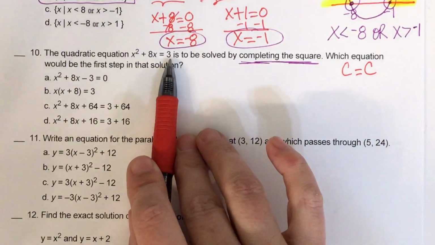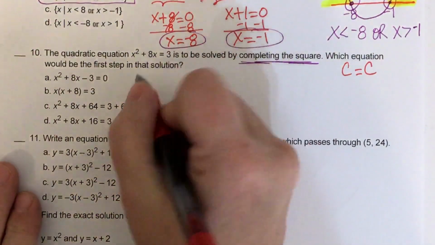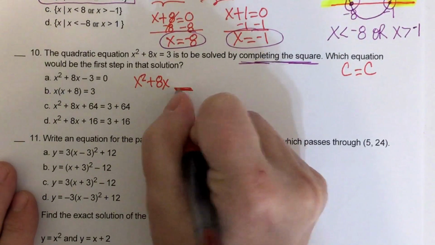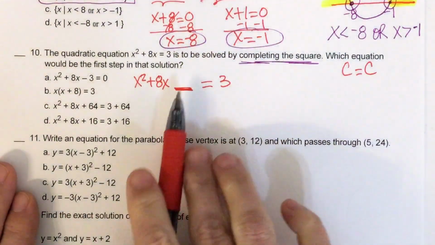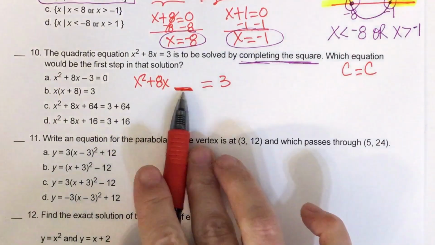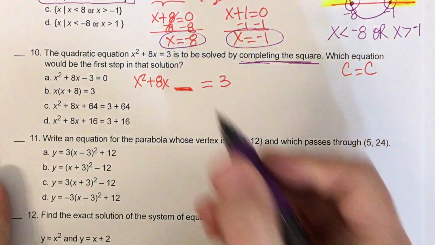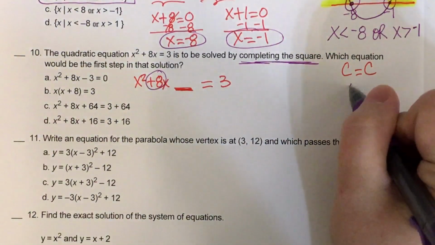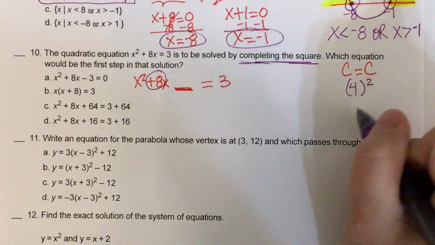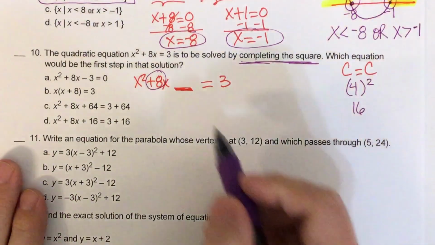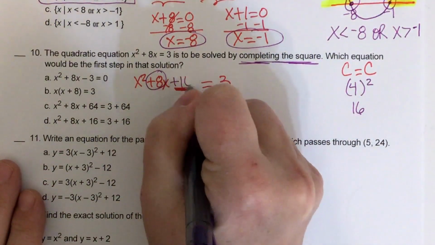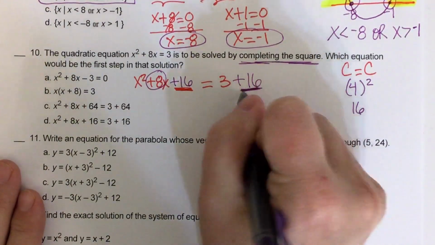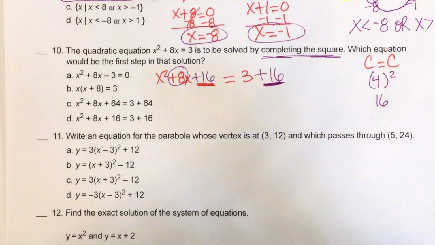So first step accomplished. Next step, you are going to try to figure out what to put on this left-hand side so that this makes a perfect square trinomial. Okay, so this is when you take half of the middle number, half of 8 is 4, and 4 squared is 16. So that means I need to have a 16 on this side. But if I add 16 to this side, I have to add 16 to this side.